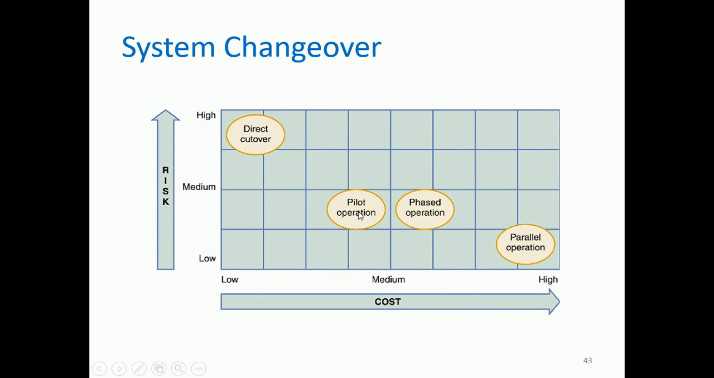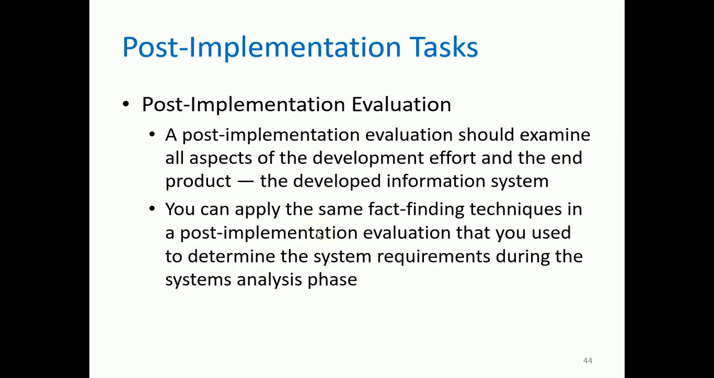Next we have pilot operation and phased operation. For the cost, it is medium, barely below medium, and with regards to risk, these are the safest. Parallel operation has a high cost, but it has the lowest risk factor. So what are you going to use? It depends upon the context or situation of your organization. More commonly, the middle options, the pilot operation and the phased operation, are better for system changeover.